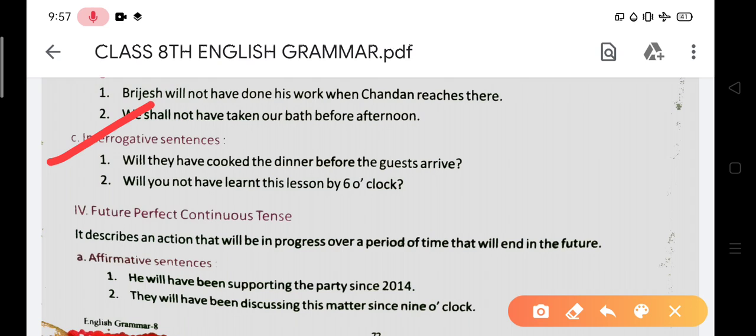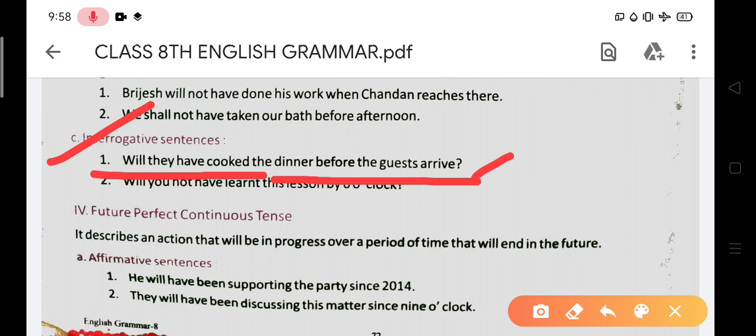Will they have cooked the dinner before the guests arrive? So very first you can see over here will. It means this is the interrogative sentence, and I know that with the interrogative sentences, the questions that are asked, we always use helping verb very first in the beginning of the sentence. So you can say, will they have cooked the dinner before the guests arrive? At the last you put the mark of interrogation.